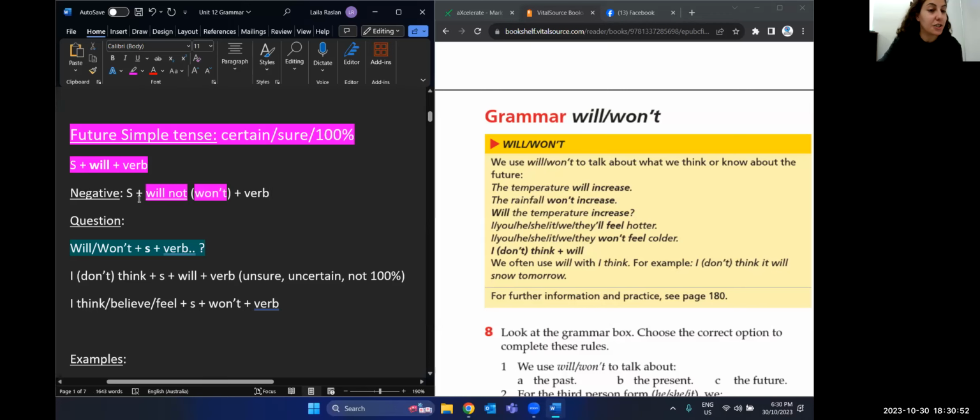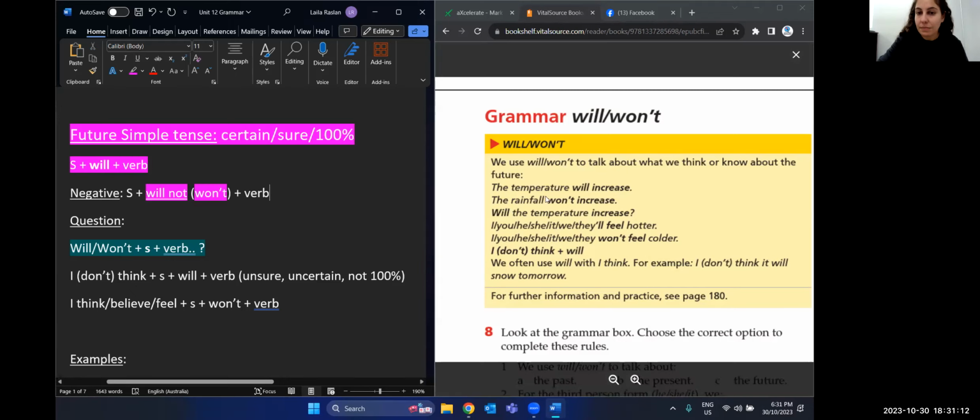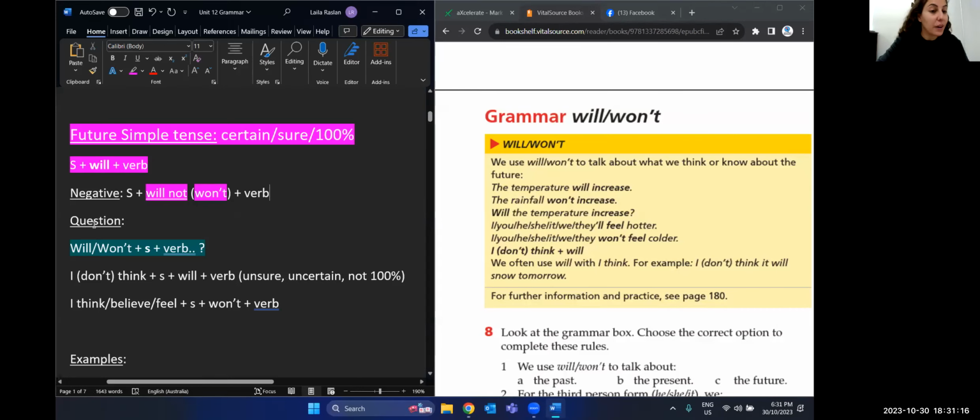So how do you do it? Subject. Then you say will not, or you can say won't, and then the action. So that's how we make a negative. That's like saying tomorrow I won't work. On Saturday, I won't see you. Yeah, the rainfall won't increase. To make a question, we have to start with the will, if it's a positive sentence, or won't.